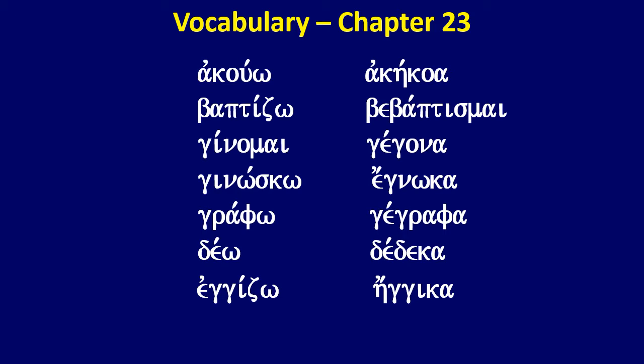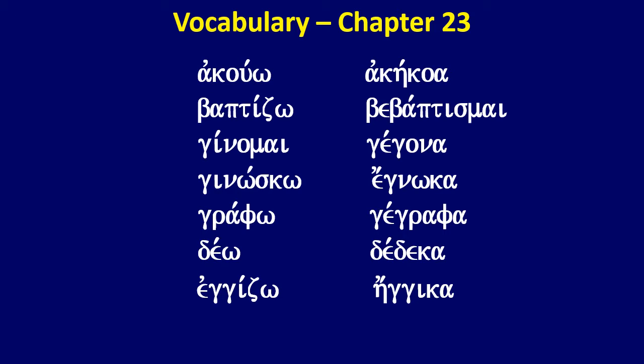But you'll notice the kappa involved there. Not all of these words have a kappa, but some of them do. Most of them do, in fact. The next word down is baptizo, meaning I baptize, of course, and then bebaptismai, and that would be I have been baptized, understood as a passive voice in that case. Next on the list is ginomai, a very common word in the New Testament, meaning I become. And its perfect tense form would be gegona, I have become.